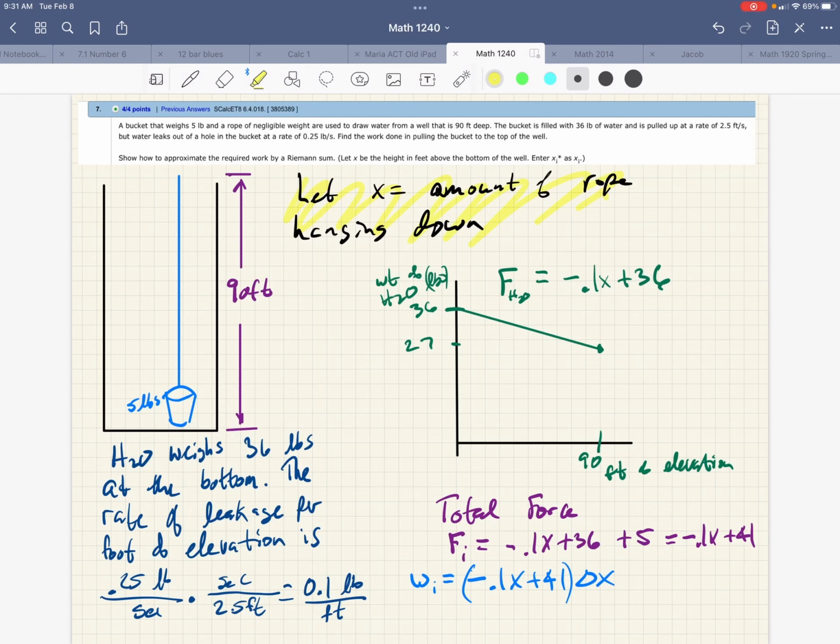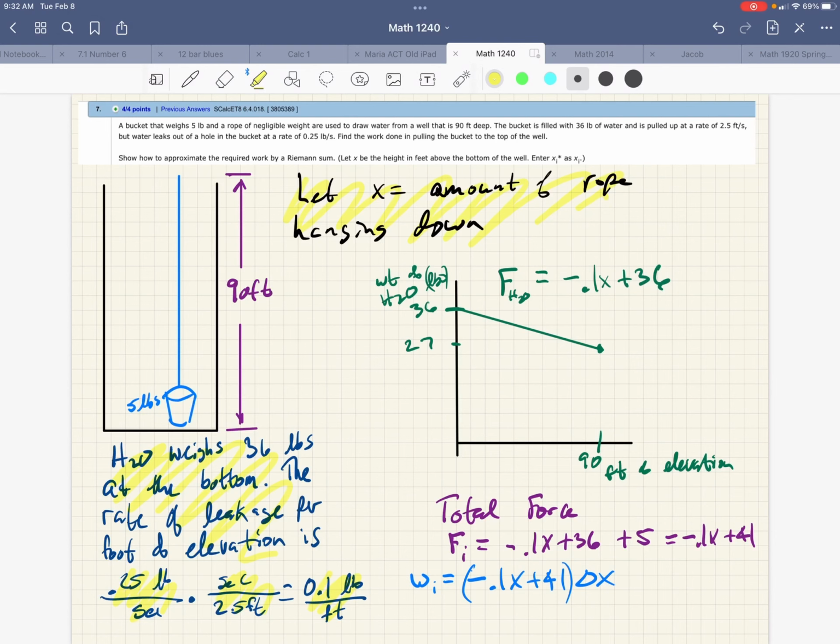But first we'll need to know how much the water weighs at any point during the travel of the bucket. So we'll do that by doing unit conversions with what we're given. We're given that we have a leakage rate of 0.25 pounds per second and a lift rate of 2.5 feet per second. So if we multiply 0.25 pounds per second and seconds per 2.5 feet, we wind up with the units that we want, which is 0.1 pounds per foot. That's how quickly the water's leaking.